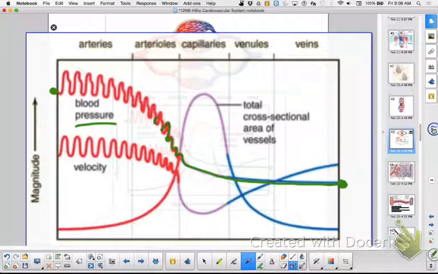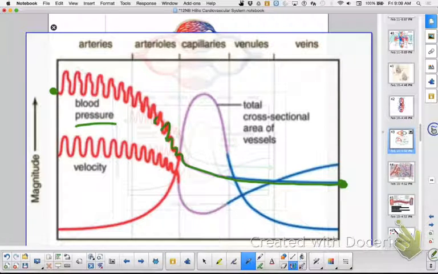Okay, so on your notes. What's that bottom one? Oh, okay. So this line right here, the one that arches up, that's showing you total cross-sectional area. This one right here is the velocity that goes here. So it's slow at the capillaries, and then it picks back up. And then the green line is the blood pressure.